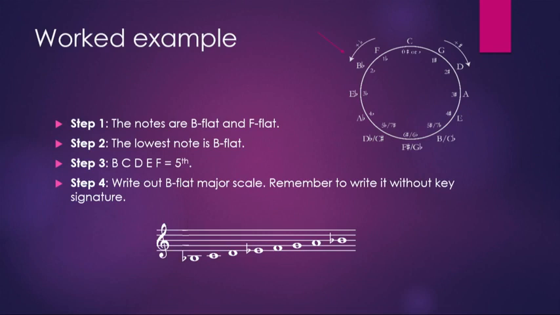Now, write out the B flat major scale. Go to your circle of fifths. You see B flat has got 2 flats. So let's write them out: B flat, C, D, E flat, F, G, A, B flat. Remember, if the first note is a flat or a sharp, the last note of the scale must also be a flat or a sharp. So I've written out the key signature.